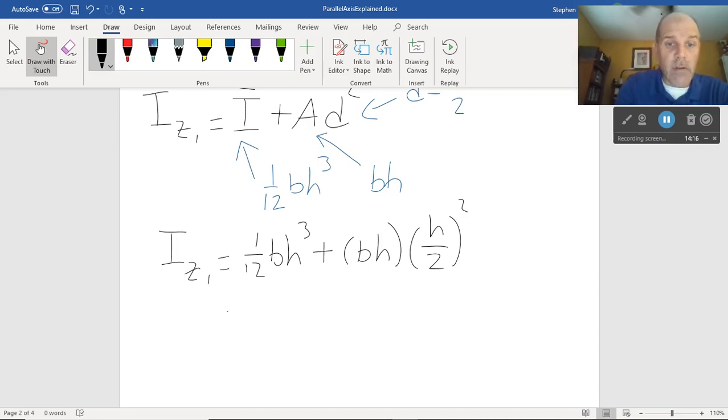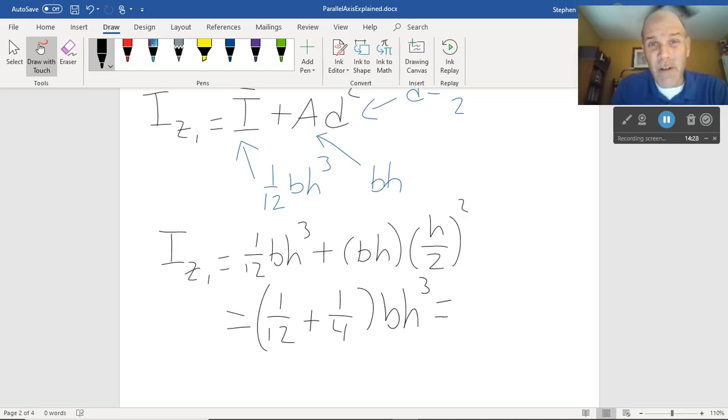Hey, I've got a bh cubed. So it's 1/12 plus, well, 1/2 squared is still 1/4 bh cubed, and that's 1/12 plus 3/12. That sounds like 4/12 to me. That's a third. 1/3 bh cubed, and that's the same as what we saw above. Okay, so that's how the parallel axis theorem comes about.